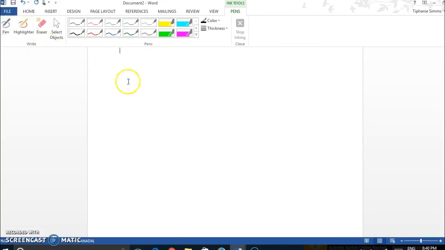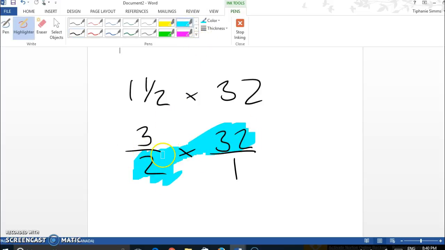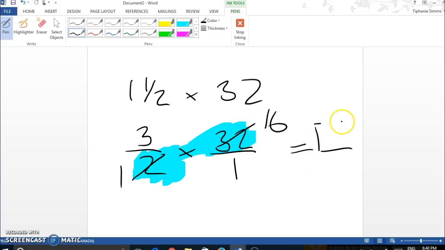Right, because remember we got 1.5 times 32. We can convert this. This is going to be 3 halves times 32 over 1. And that's pretty much how you do it. I can reduce on the diagonal, right? 32 divided by 2 is 16. That goes away. That's 1. That's 16. 3 times 16. That's going to be your answer right there, buddy.